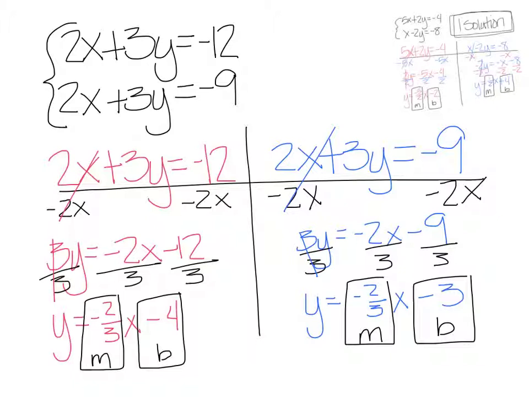So when we compare the information, we have a slope of negative 2/3 for both equations. So we know we're either dealing with the same line or parallel lines. The decision is going to come down to whether or not the y-intercept is the same. If the y-intercept and slope are the same, we're dealing with the same line. If the y-intercept is different and the slopes are the same, we have parallel lines. So we have two different y-intercepts, so these are parallel lines. So there are no solutions to this system of equations.